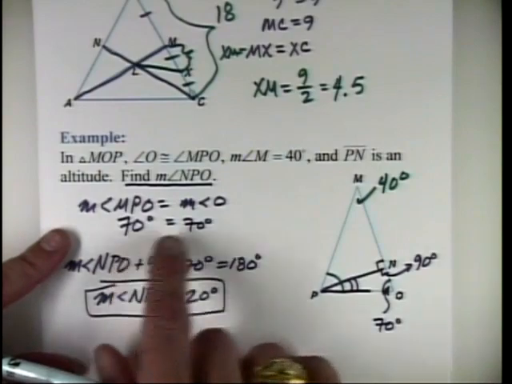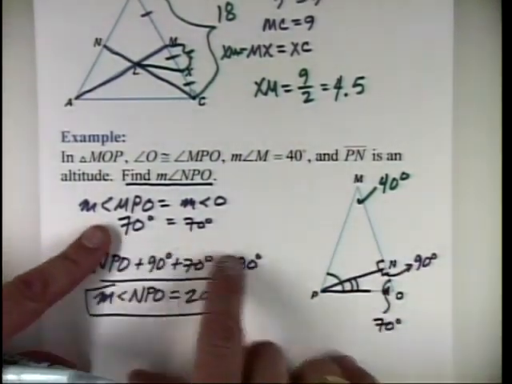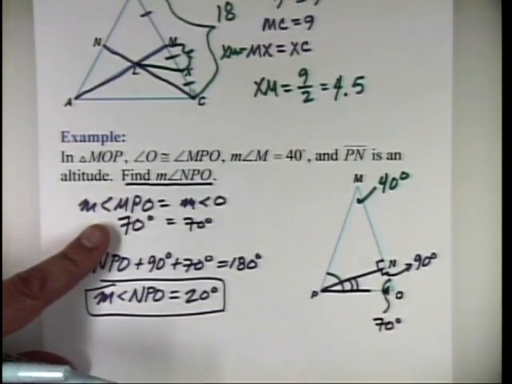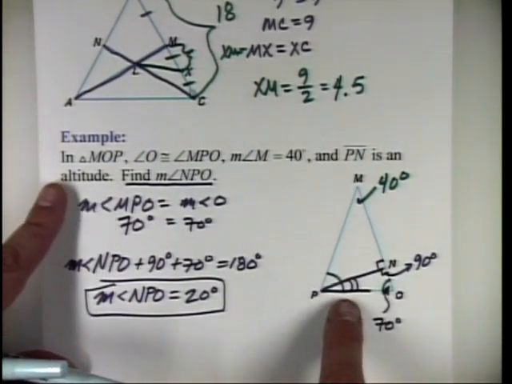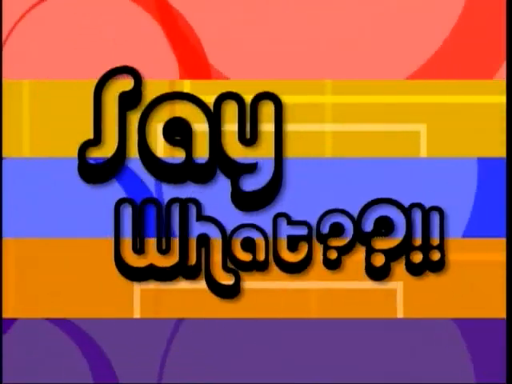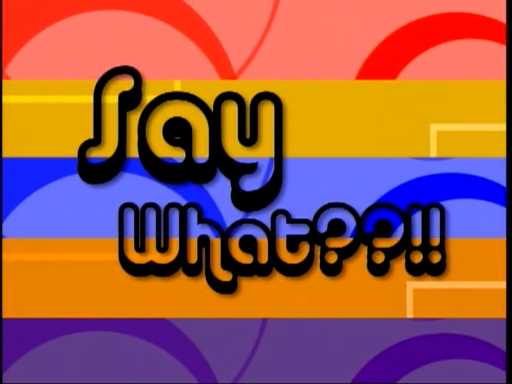Okay, we actually had to find what the measure of angle O was first in the big triangle, and then work with the little triangle to try and figure out what the angle that we were actually interested in was equal to. Okay? Now it's time for the point of the show that we call the Say What?